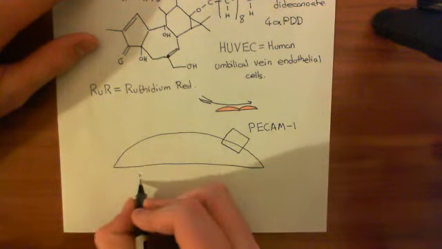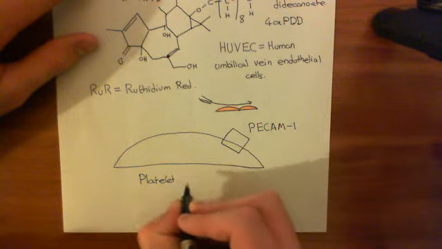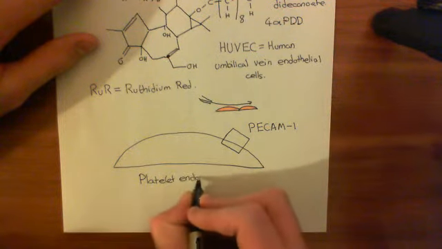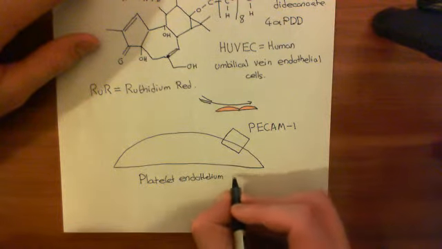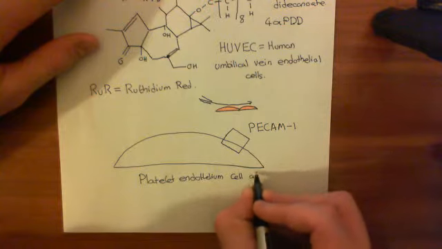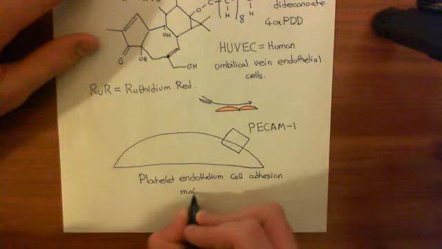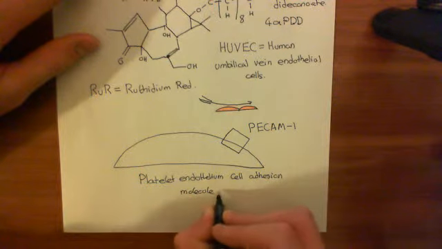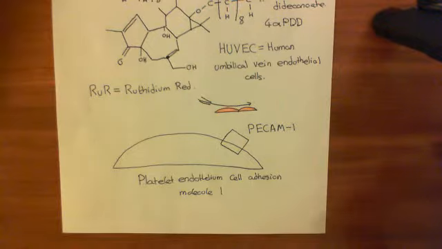So where should I write this down? I'll write it down here. Platelet endothelium cell adhesion molecule 1. PCAM1 for short, just taking the initials of all of those words. So I will colour PCAM1 in blue.